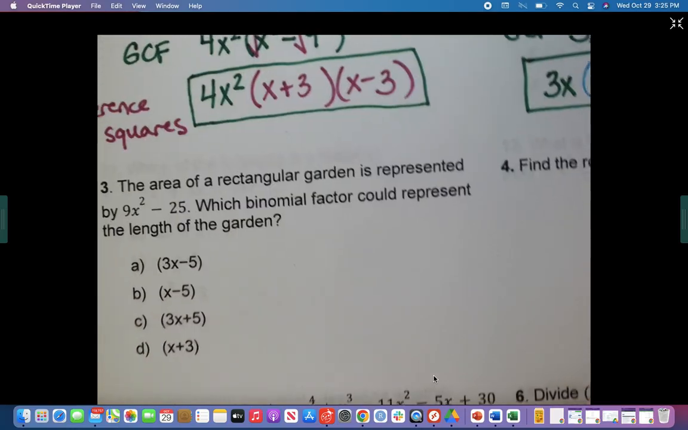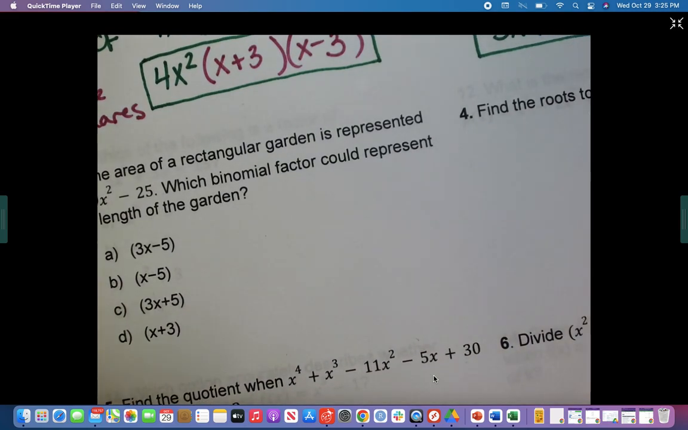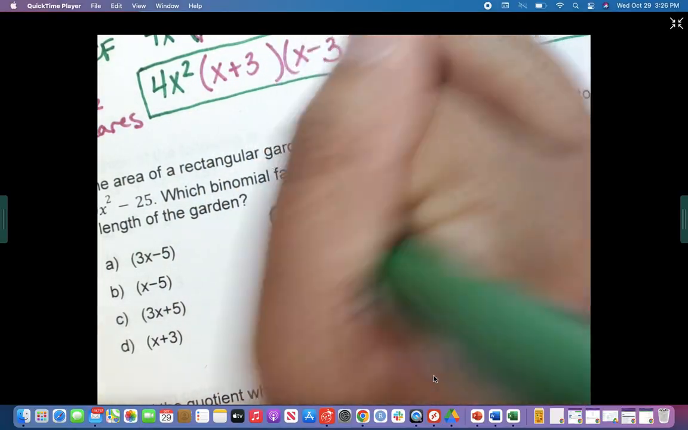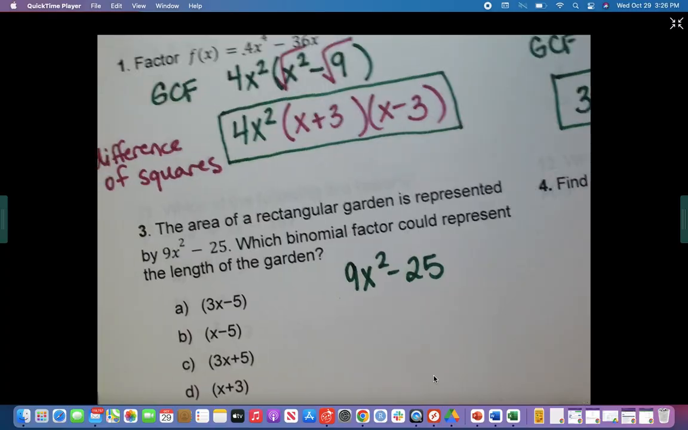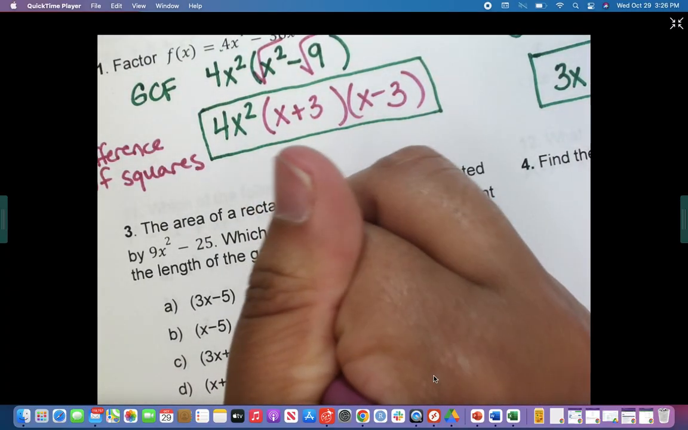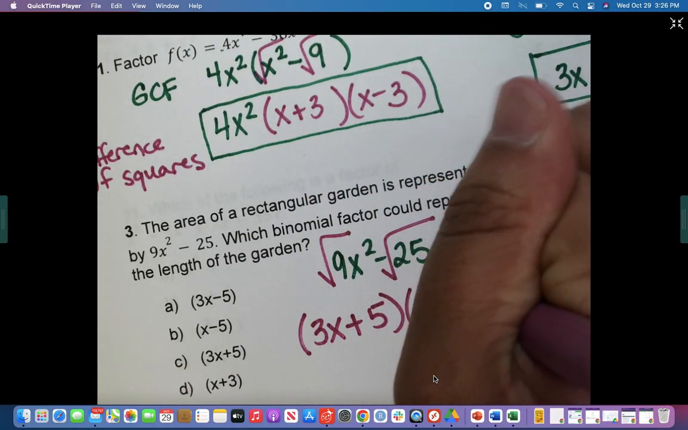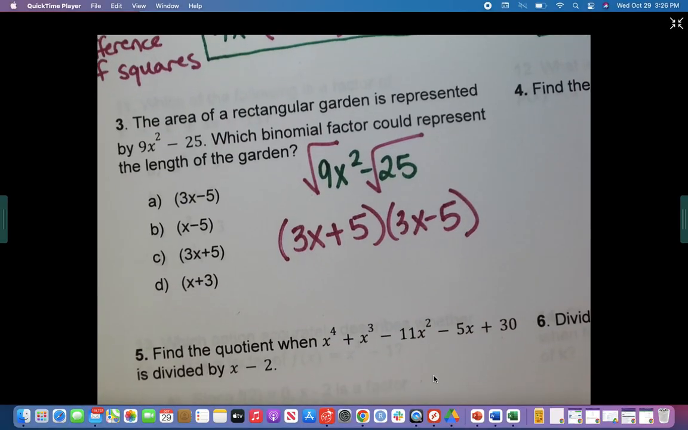All right, number 3. We've got the area of a rectangular garden is represented by 9x squared minus 25. Which binomial factor could represent the length of the garden? So this is asking us to factor. We've got 9x squared minus 25. That is a difference of squares, so that's going to factor just like number 1 did. So we're going to square root. So 3x plus 5, 3x minus 5. So which one of those is a factor?